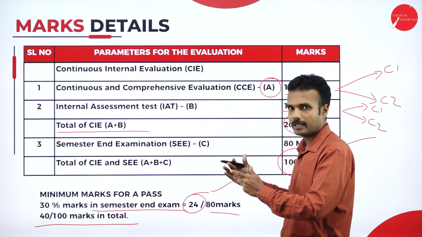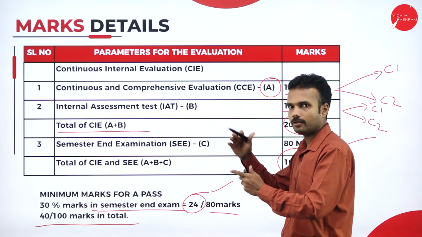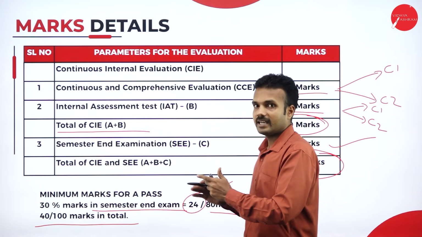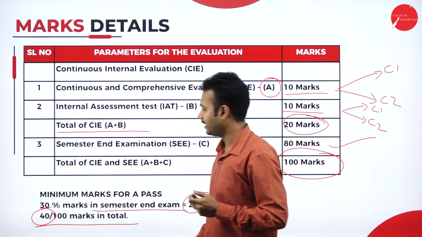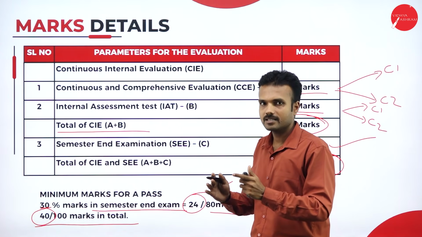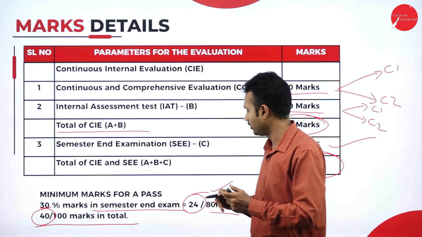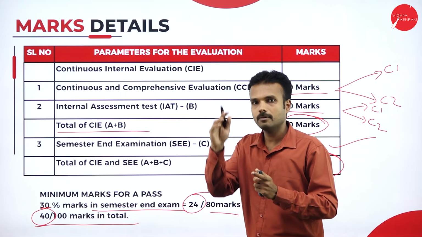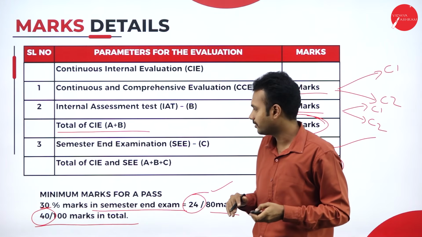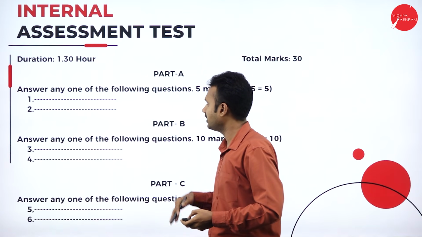In this external paper, that is the final exam, you need to secure 24 out of 80, but including internal, you need to secure 40 out of 100 marks. For example, say you had secured 24 marks in externals, you need to secure a minimum of 16 marks in internals. So this is the criteria when it comes to the exam.